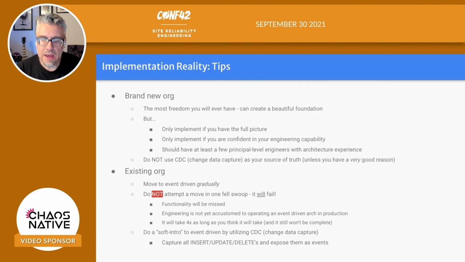All right. So in most cases, though, you're probably going to have an existing org, and in that case, definitely move to event-driven gradually. Do not try to do it in one big fell swoop. It never works. I have never seen it work. It is going to be a massive waste of time, and there are going to be problems. Functionality will be missed. The timetables that you assign to it are going to be exceeded dramatically. Just do it gradually, little by little.